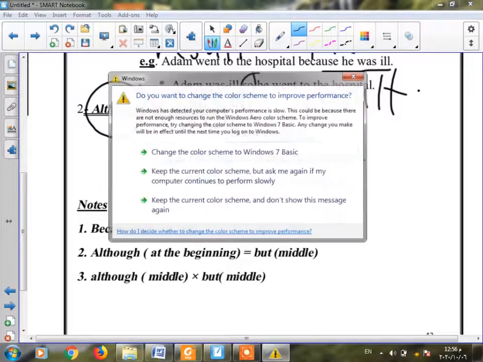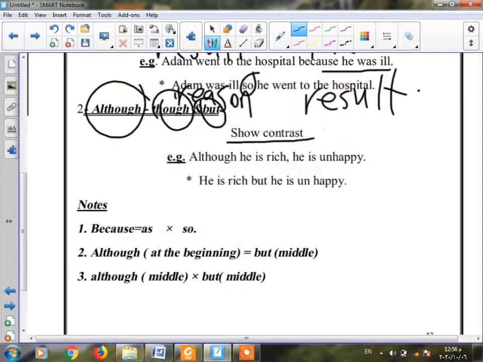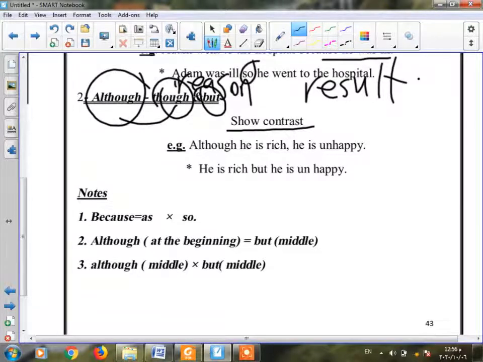Before I start my work, I have to tell you that although has the same meaning as though. And I think that the difference between them is their places inside the sentences. How can we know? Let's do an example together.